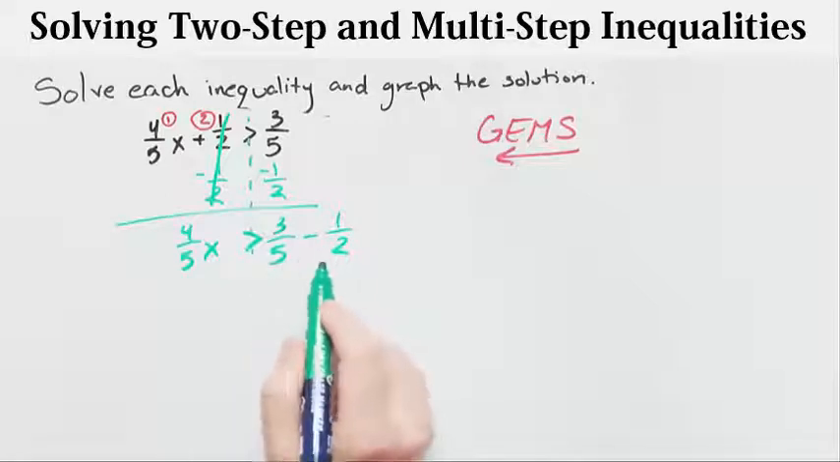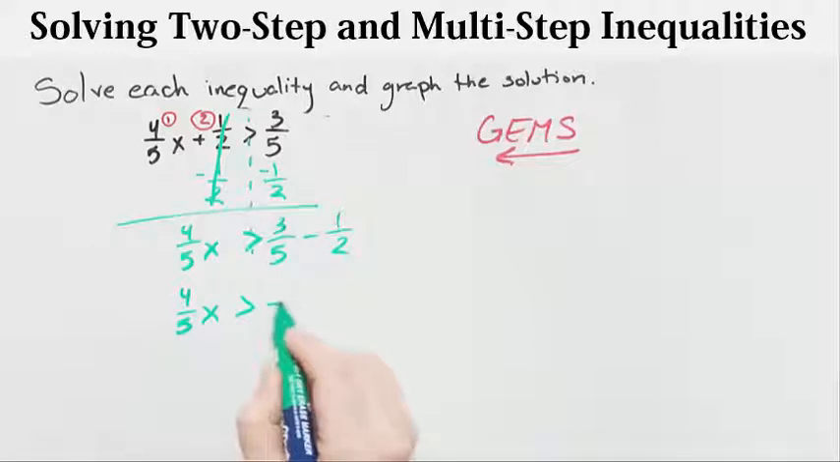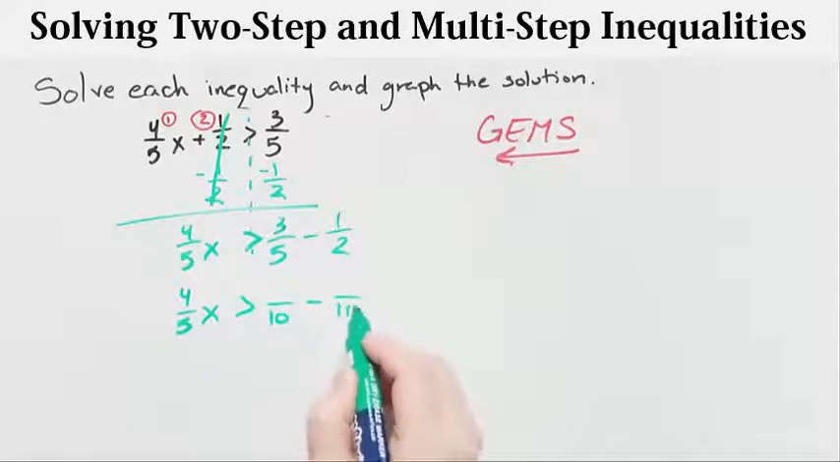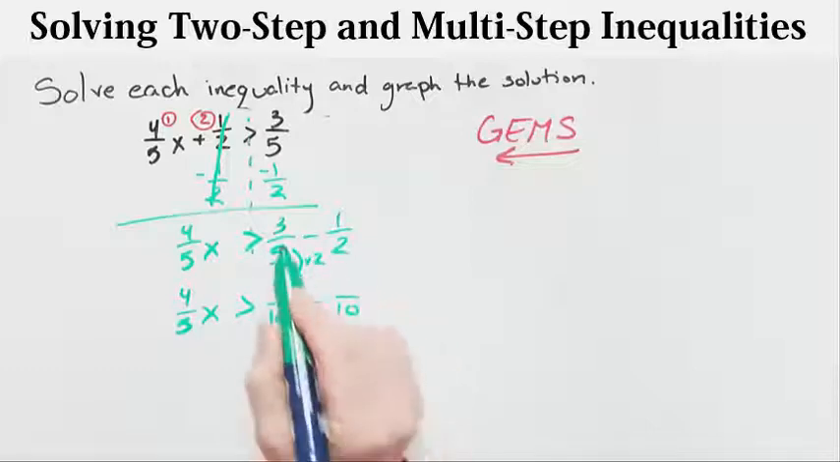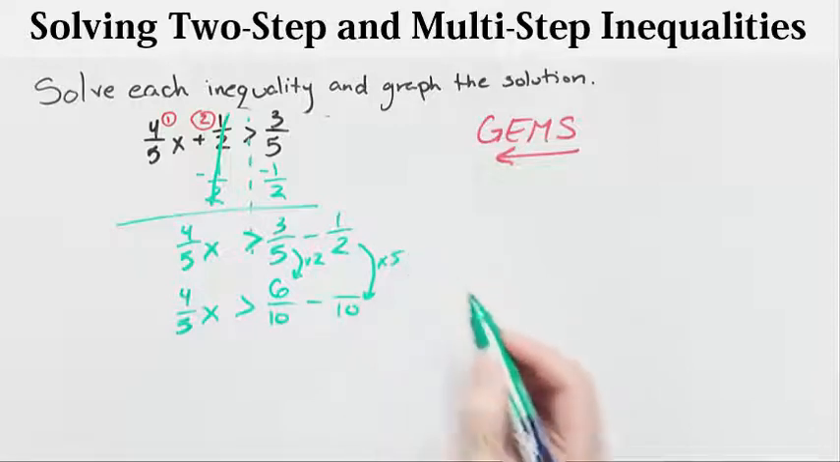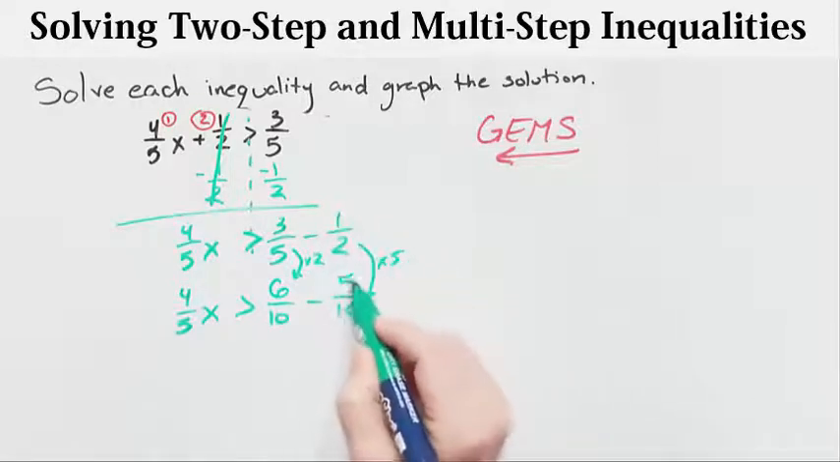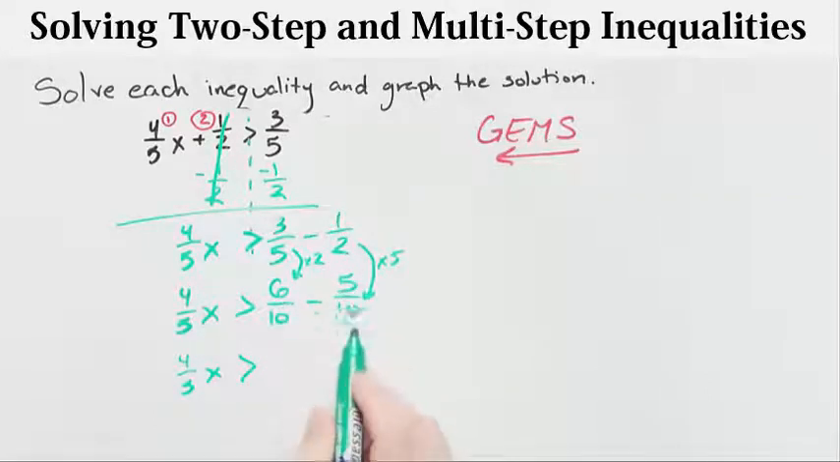So a common denominator between 5 and 2 would be 10. So my common denominator is going to be 10. It's a subtraction problem. I multiplied 5 by 2 to get this 10. So 3 times 2 is 6. I multiplied this 2 by 5 to get that 10. So 1 times 5 is 5. So now that I have common denominators, I can go ahead and subtract my problems. So I have 4/5 x being greater than. If I had 6/10 and I took away 5 of those tenths, I was left with 1/10.